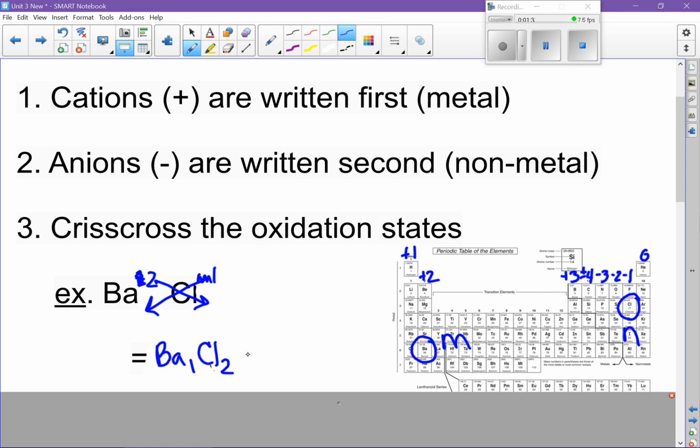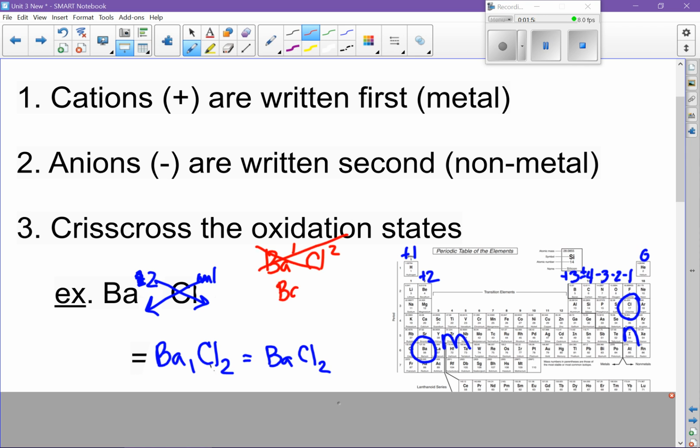Okay? It's optional whether you write that 1 or not. This is also okay. Things that I do not want you to do. Notice that the numbers started at the top, that's where charges go, the oxidation states. The subscripts go at the bottom. So if you write something like this, I think that you don't know what the difference between those two is.